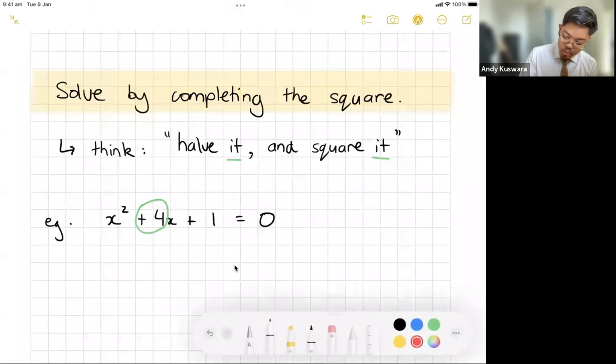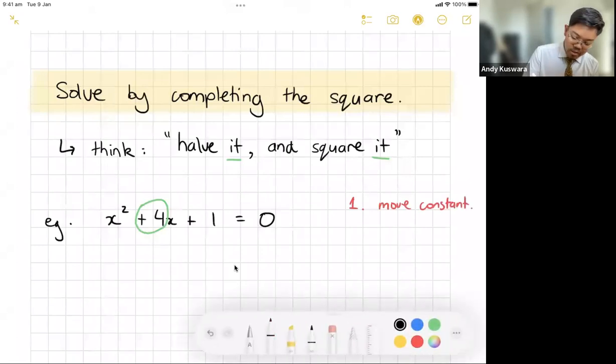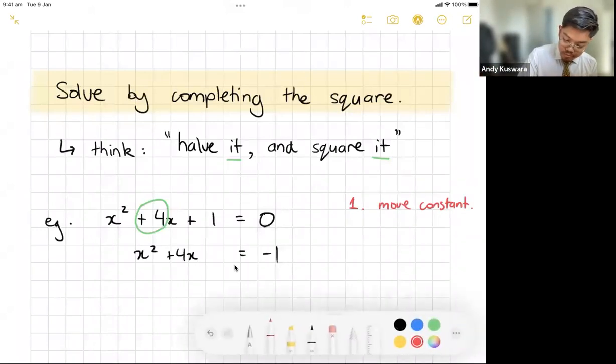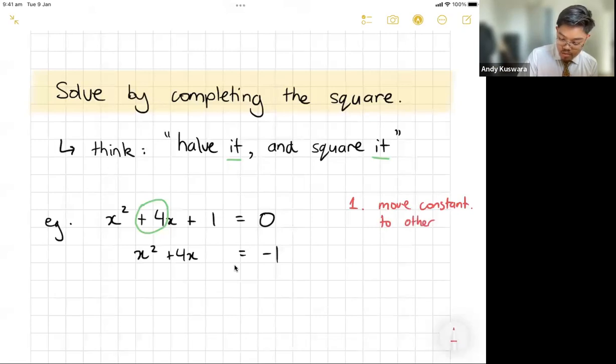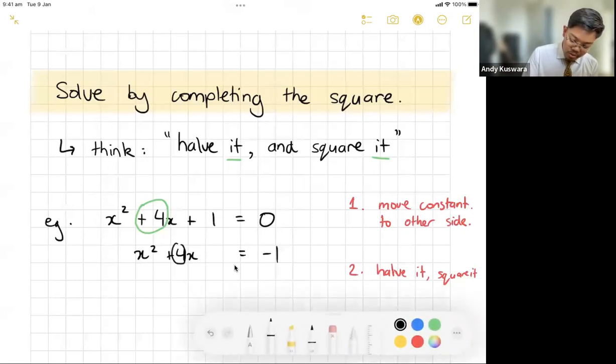First step, step number 1 is I like to move the constant to the other side. So when I move the constant to the other side, it just means I'm going to do this. x squared plus 4x equals 2 minus 1. So I've minused the constant to the other side. Okay, now the next step is halve it, square it. And so in this case here, I can see the thing that I'm halving and squaring is positive 4.